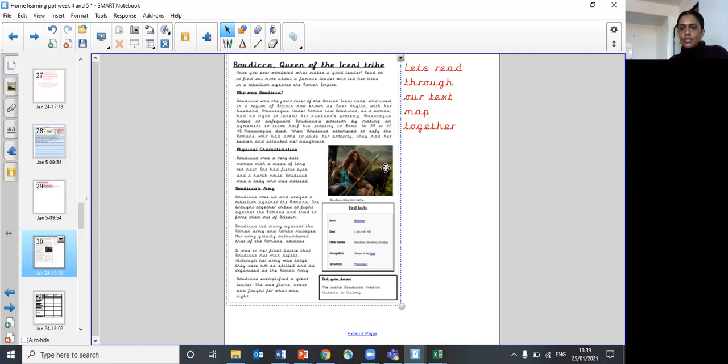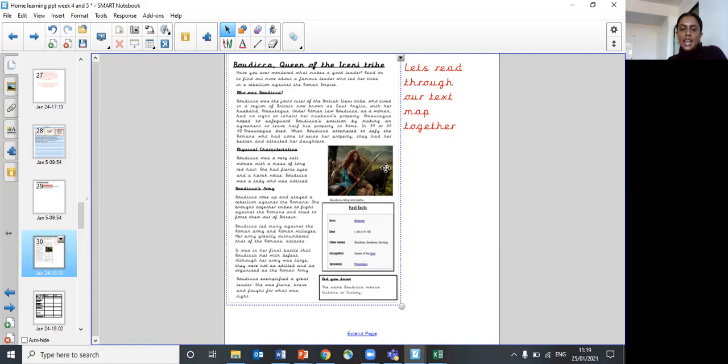her daughters. Physical features. Boudica was a very tall woman with a mass of long red hair. She had fierce eyes and a harsh voice. Boudica was a lady who was noticed. Boudica's army. Boudica rose up and staged a rebellion against the Romans. She brought together tribes to fight against the Romans and tried to force them out of Britain. Boudica led many against the Roman army and the Roman villages. Her army greatly outnumbered that of the Roman attacks. It was in her final battle that Boudica met with defeat. Although her army was large, they were not as skilled and organized as the Roman army. Boudica exemplified a great leader. She was fierce, brave, and fought for what was right.